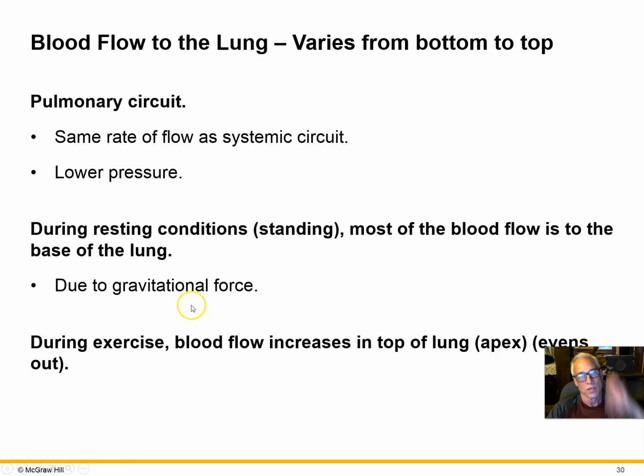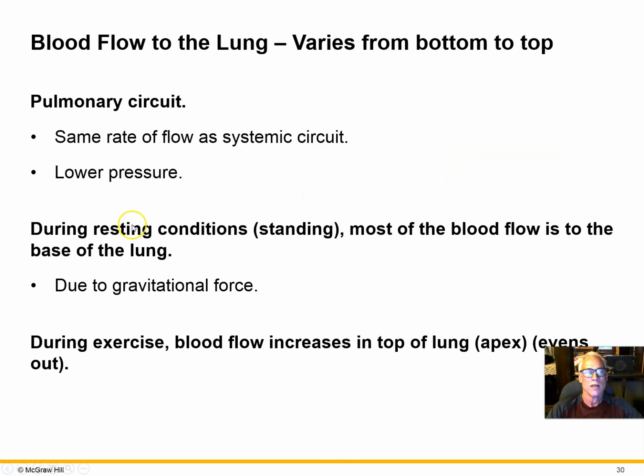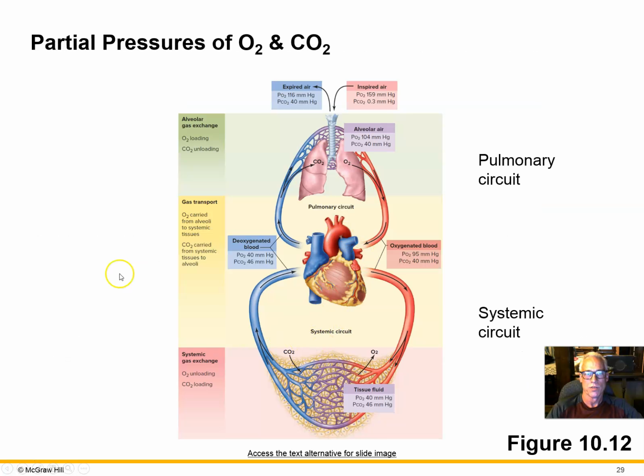So again, the pulmonary circuit, we've already taken a look at that in that previous diagram. It's this circuit going to the lungs. The systemic circuit is the lower circuit going to all the tissues of the body.